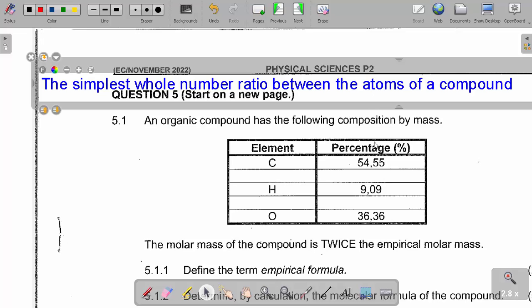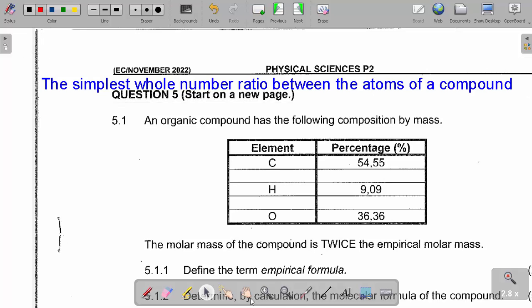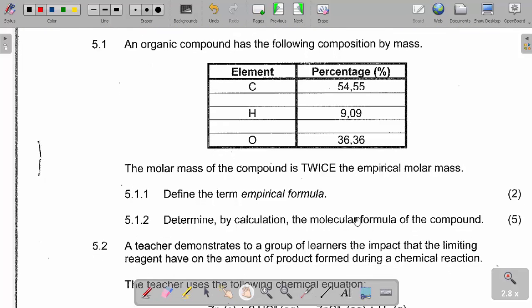Next, they say determine by calculation the molecular formula of the compound. Now they have said that the molar mass of the compound is twice the empirical formula. Did you hear that? So let us get the empirical formula first, then multiply it by 2 to give us our molar mass.